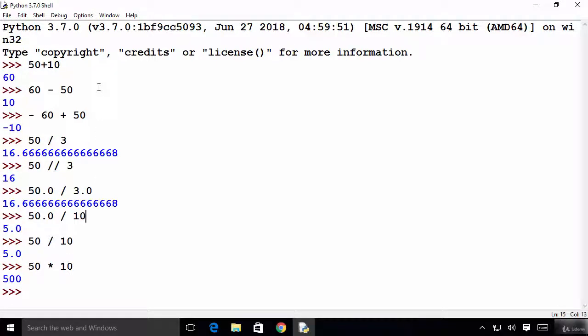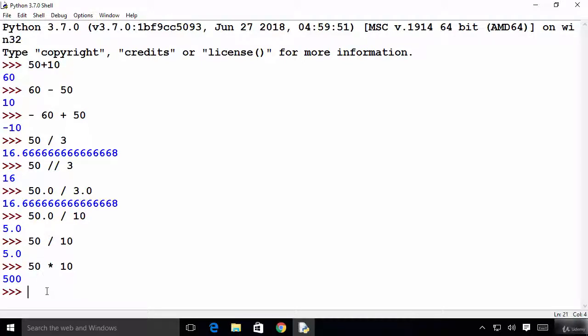So what we have learned till now is that this is an expression, this is an expression, and 50 divided by 3 is an expression. The numbers on which you operate are called operands, and the symbols which you can use to multiply, divide, add, or subtract are called operators. And these numbers are also called literals when they are constants.